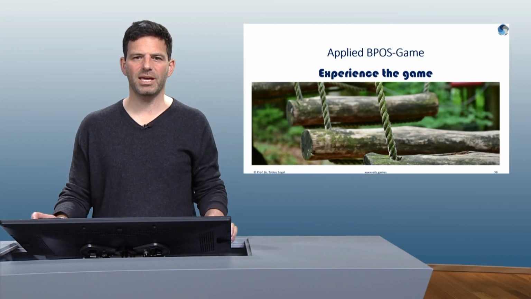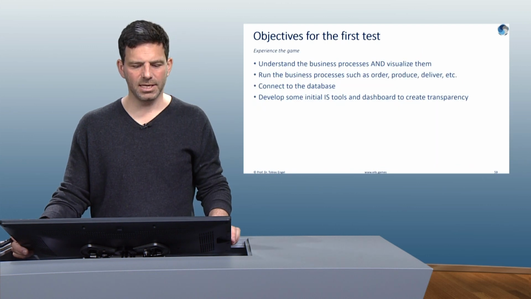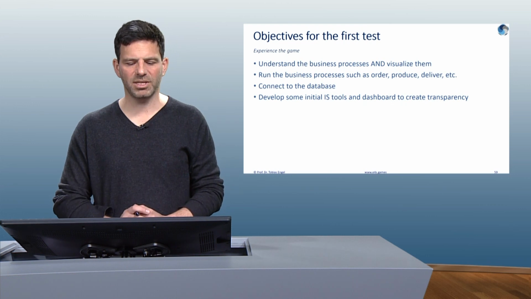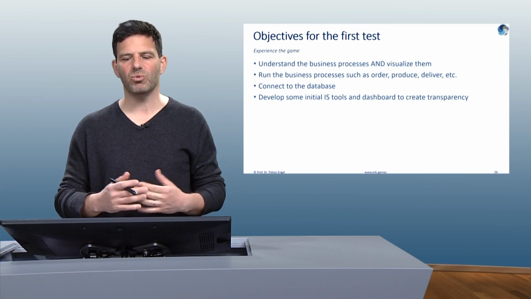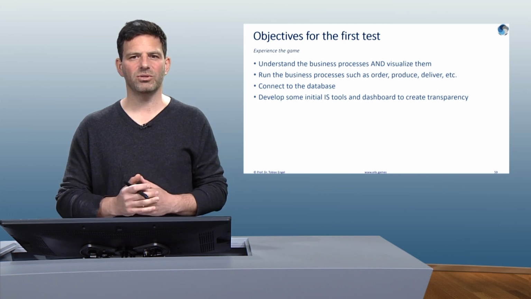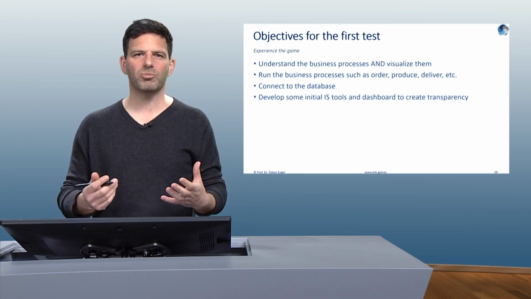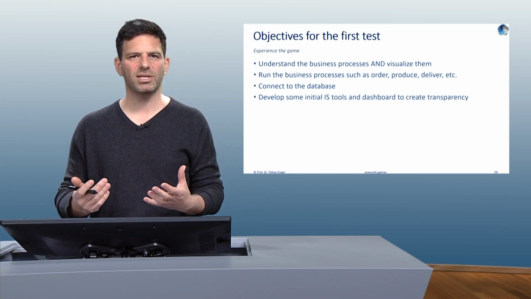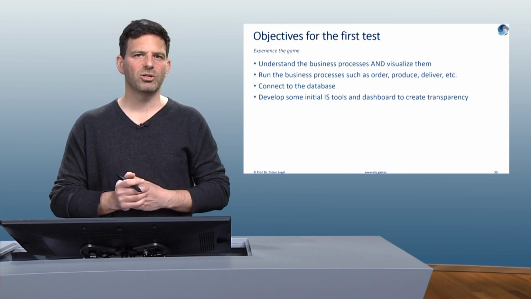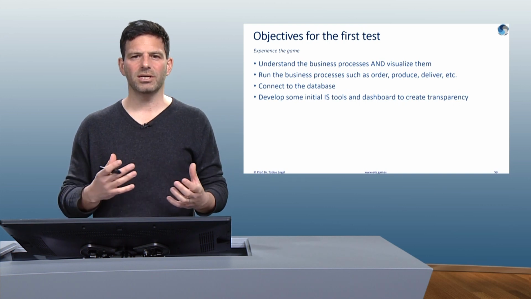Let's experience the game. Before we start the game, some information in advance. If we test the game for the first time, it's about understanding the business processes, what is going on. Try to visualize the processes, for example, using an EPK diagram. Try to order products from your supplier, try to produce something, try to find out where the difficulties are, deliver the products to your customer, and just try to get into the game itself.